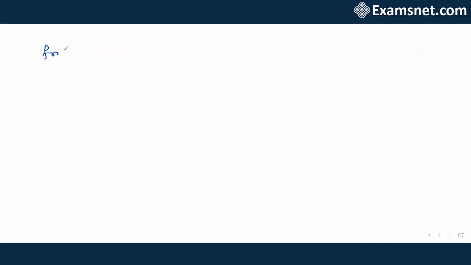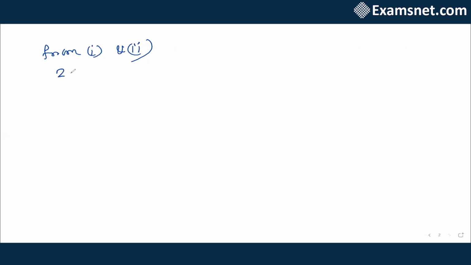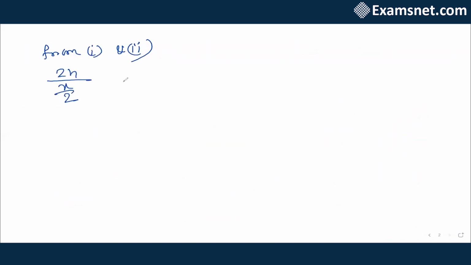So from equations 1 and 2 we can write that 2h by x by 2 is cot theta, and also x by 2 by h is also cot theta. Both are cot theta. So let's do the cross multiplication.